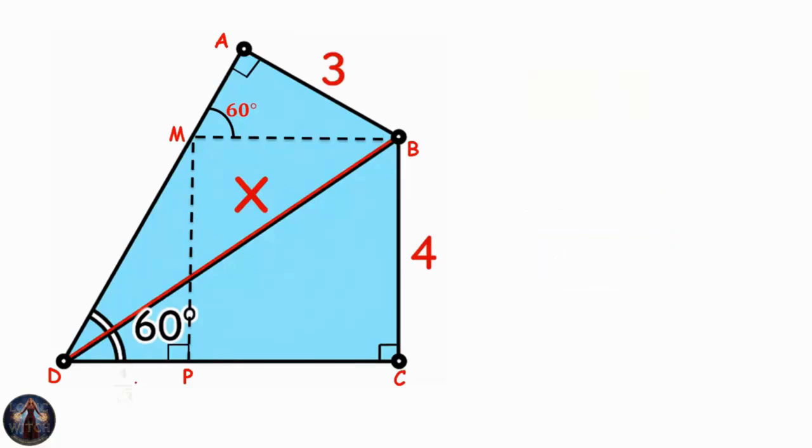We have DP is 4 upon root 3, and we do have BM is 6 by root 3. This BM is nothing but equal to CP only, so CP is also going to be 6 by root 3, and combining both we'll get CD as 10 by root 3.